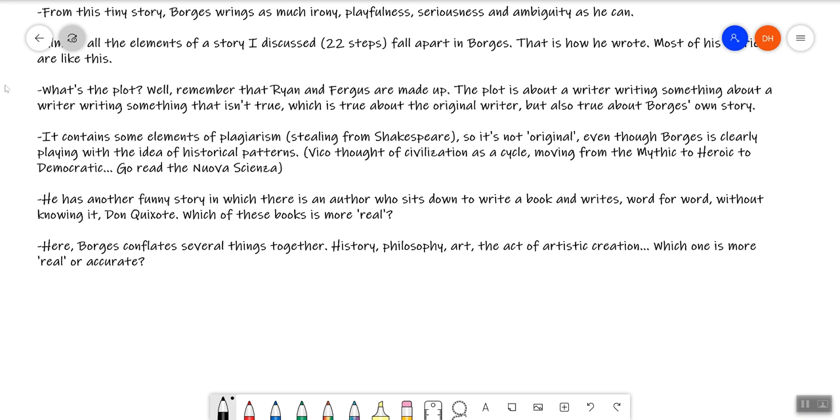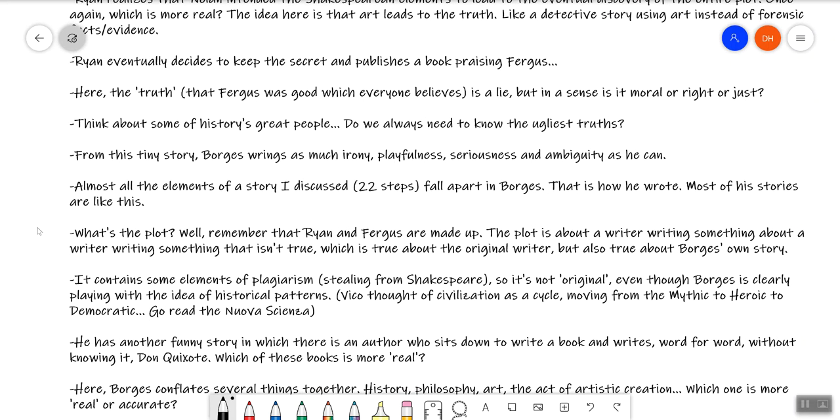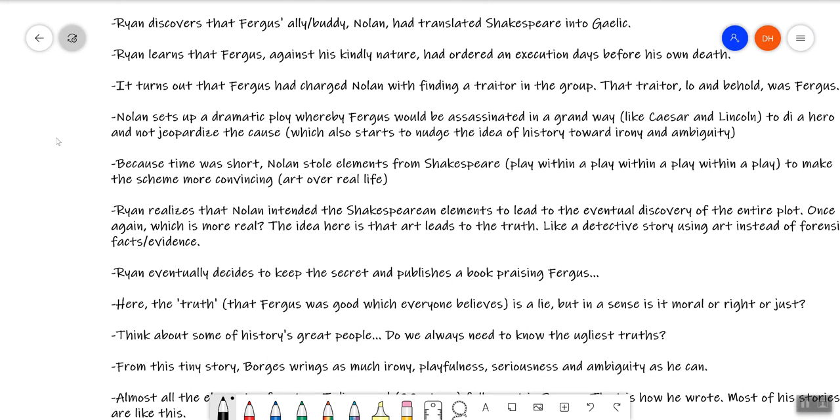Somebody writing history, right? Remember, Ryan is trying to write a historical account of his grandfather, learns that it was all made up, and then goes along with that lie. But in a way, that lie, right, is somewhat more true because people have accepted the alternative story that Fergus was a hero. Okay, so you see how it's just irony piled on irony piled on irony. Now, like I said, the whole story, it's only about 3 pages long, is just reveal after reveal after reveal.